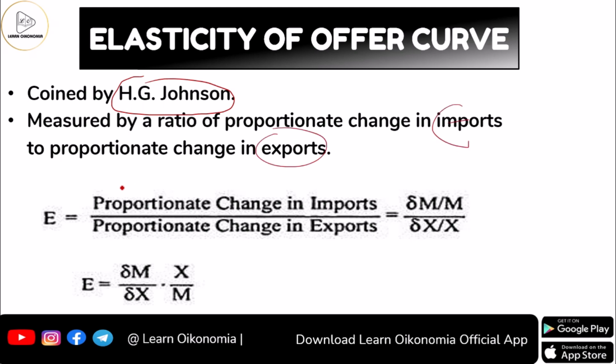So the formula for calculating this would be proportionate change in imports divided by proportionate change in exports, which would be equal to delta M by M divided by delta X by X. So delta M by delta X into X by M will give you the elasticity of offer curve. Here X stands for exports and M stands for imports.